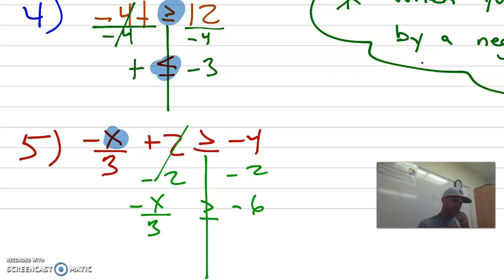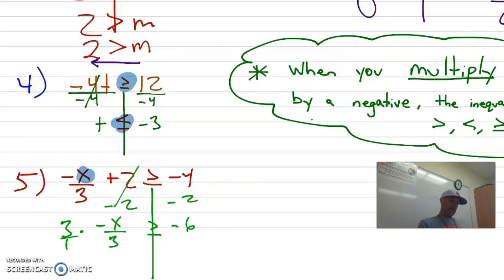Instead of negative x divided by 3, what's the inverse? What's the opposite? Multiply by 3. So we're going to take this whole fraction and multiply it by 3. We know that that's going to end up as negative x, because we're still going to have that negative. It's not going to change. Is greater than or equal to, multiply this side times 3 as well. So that is negative 18.